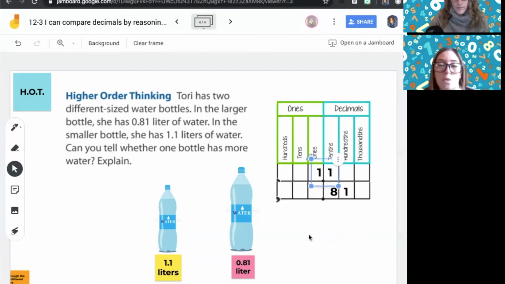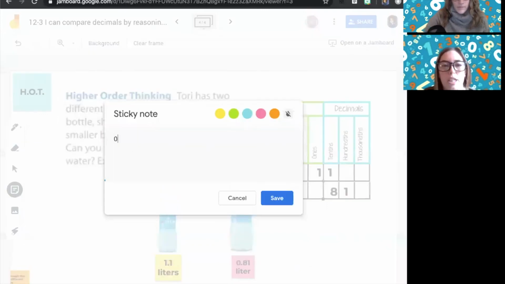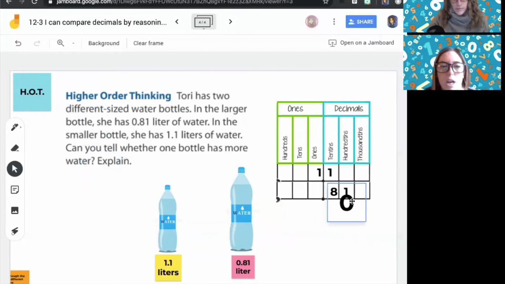Okay, so using our rules of place value and comparing and starting in the greatest place value, we notice that one number has no digit in the ones place, but we can add a 0 as a placeholder, which does not change the value. 1 and 0, well, 1 is greater than 0. That tells me that 1 and 1/10 liters is greater than 81 hundredths of a liter. So that must be the bottle that has more water.